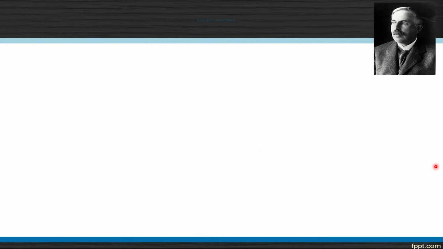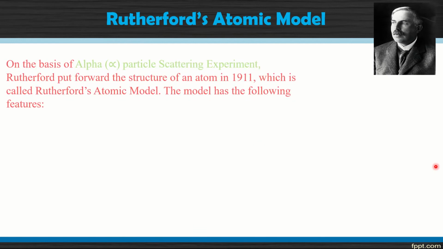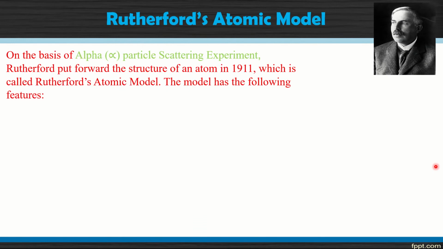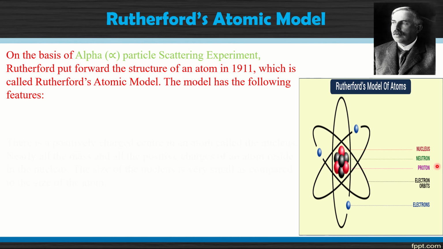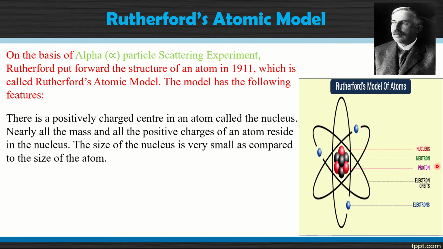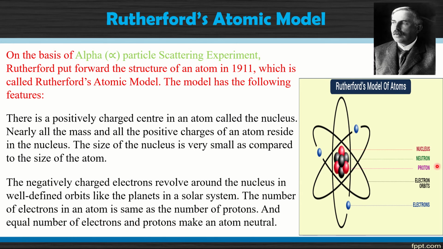In 1911, Rutherford gave this model on the basis of the alpha particle scattering experiment. The model has the following features. There is a positively charged center in an atom that is called the nucleus, and proton that is positive in charge and neutron that is chargeless reside in this nucleus, and the size of the nucleus is very small as compared to the whole atom.